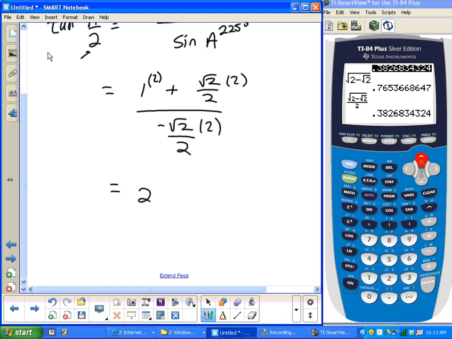So we get 2 plus, and then guess what happens here? Cancel. All right. And then these twos cancel. So it's just negative square root of 2. Okay. But right, we got to rationalize.